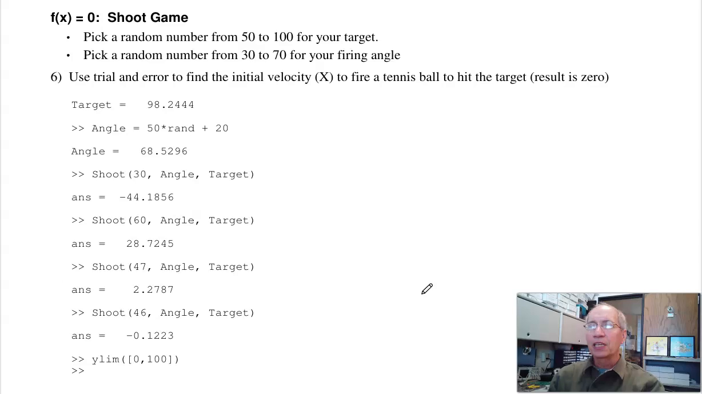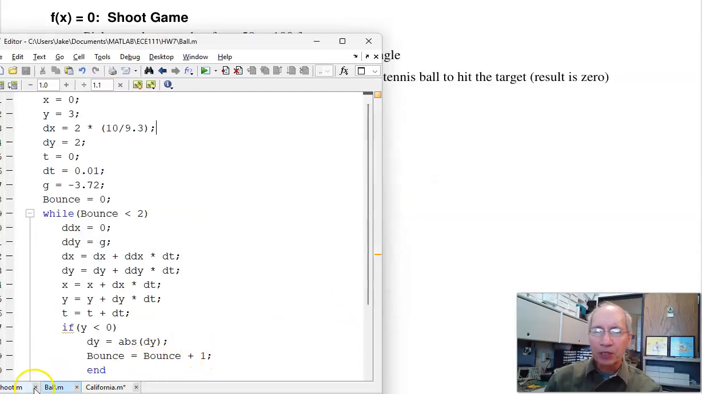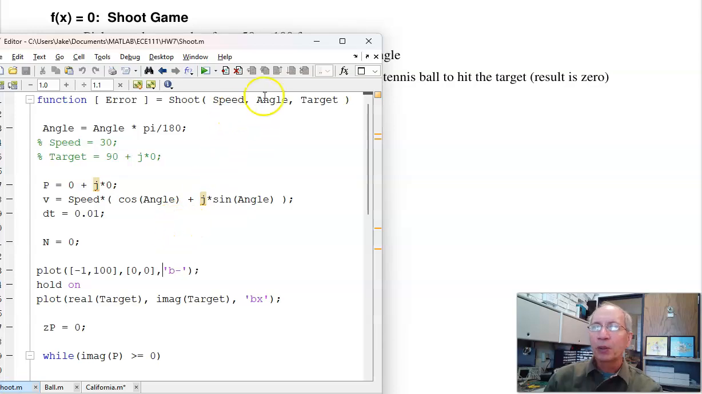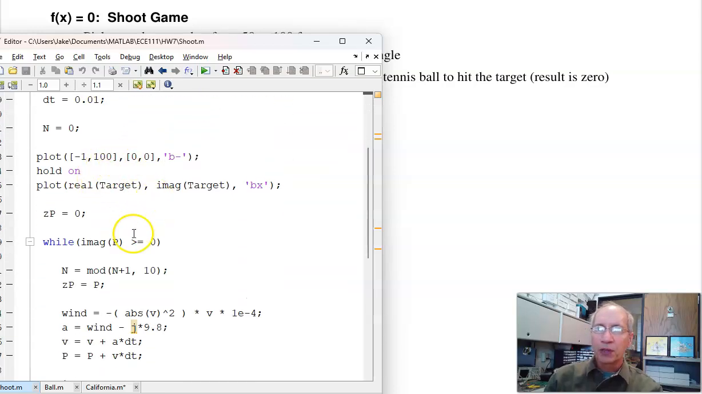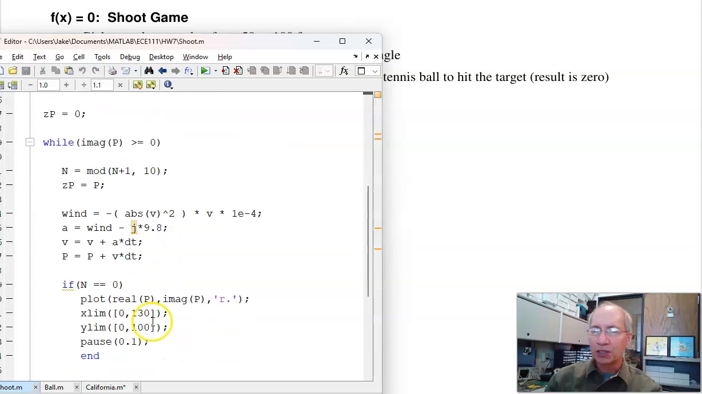Another animation, and also this is function equals 0. Here's a little shoot game. What this one does is you animate or simulate launching a tennis ball. This is one of the programs on Bison Academy. What you do is you specify the speed and angle of a tennis ball. It then calculates the velocity in the x direction and the y direction. Gravity is 9.8 meters per second squared going down. Integrate once, I get velocity. Integrate twice, I get position. Plot the position. Stop when the y part is negative.